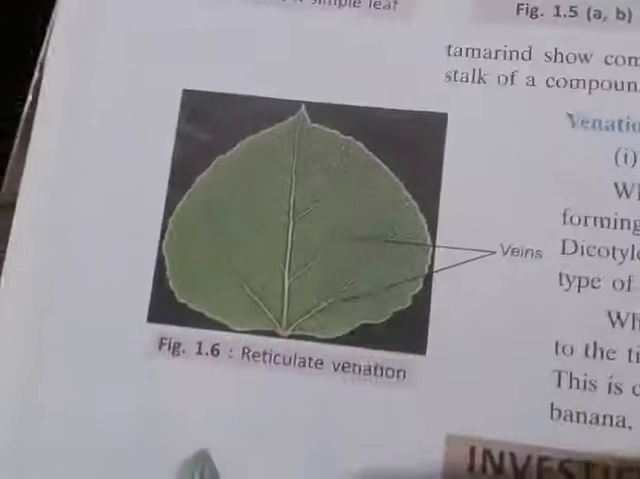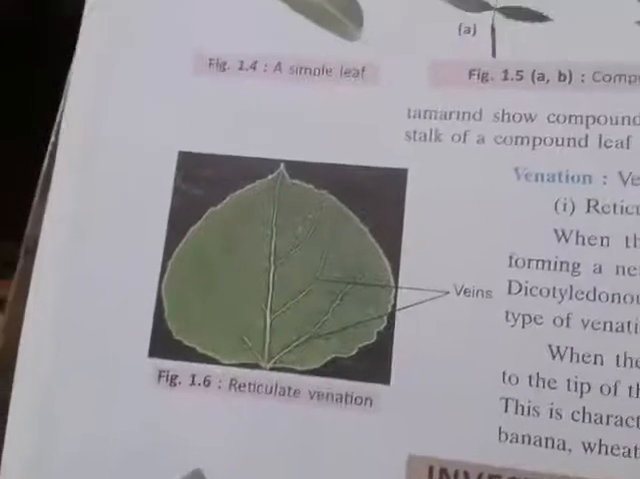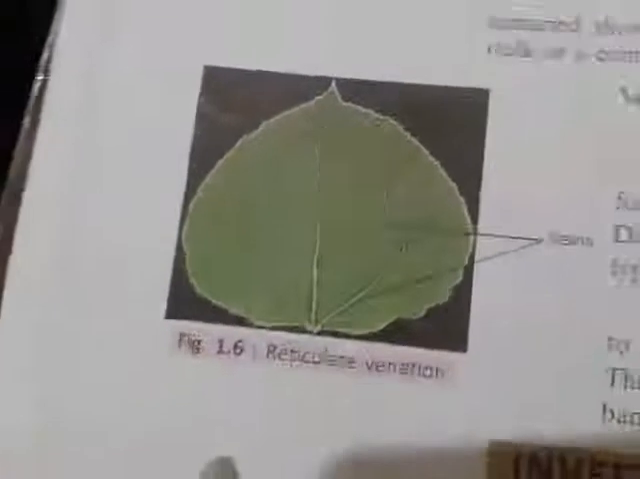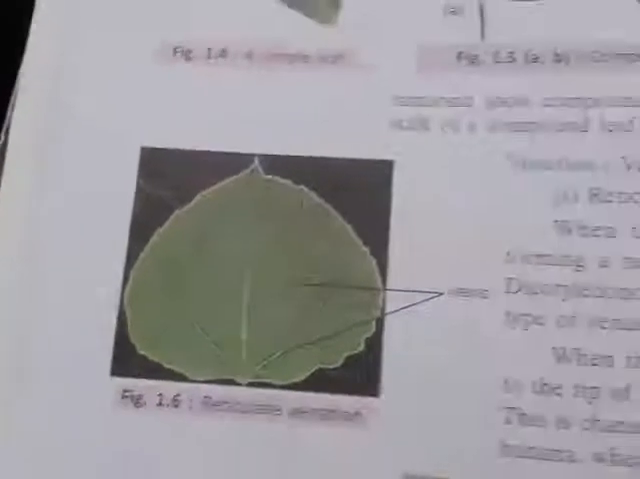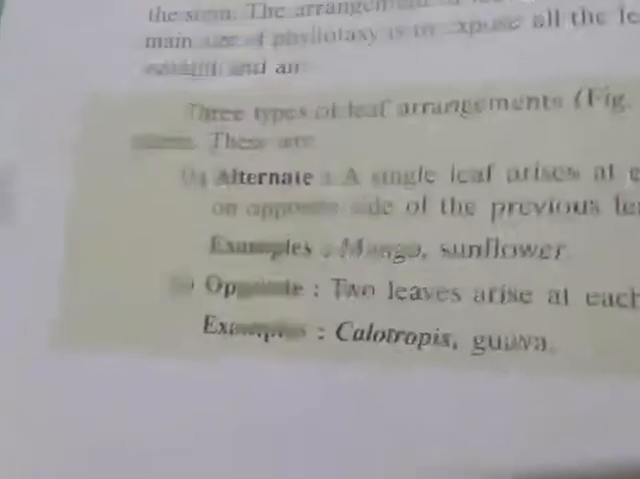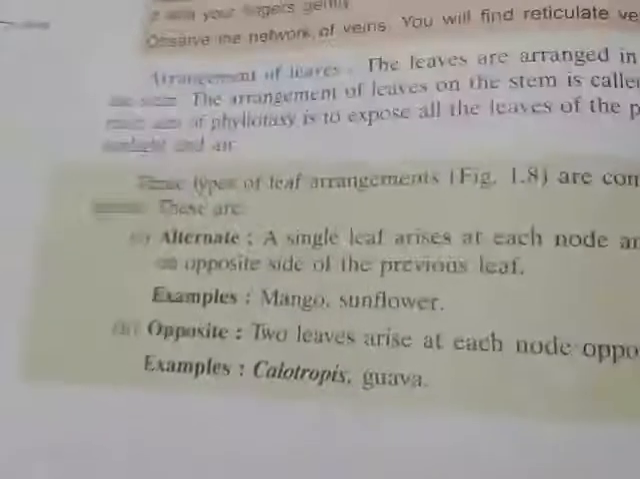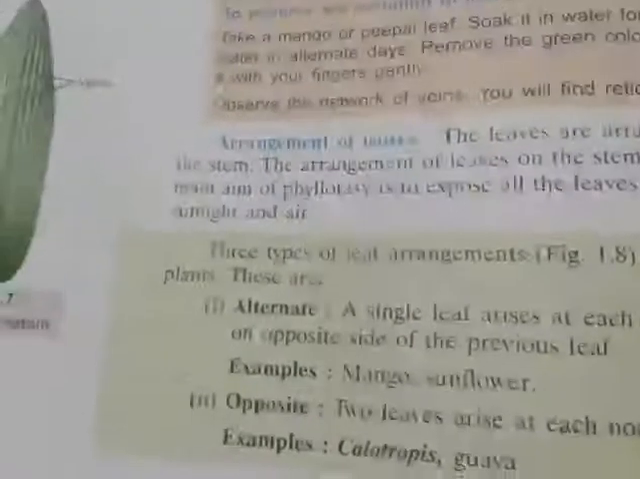When the veins and veinlets are irregularly distributed, or you can say forming a network-like structure, it is called reticulate venation. Now coming to the point, that is the leaf arrangement. So the three types of leaf arrangements are commonly noticed in plants. These are alternate, opposite, and whorled. So again I will come to this topic by showing one example.